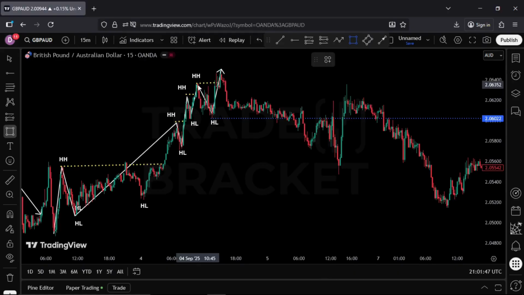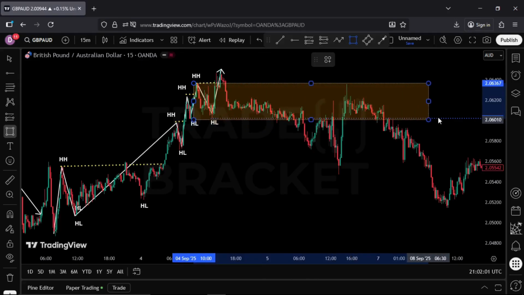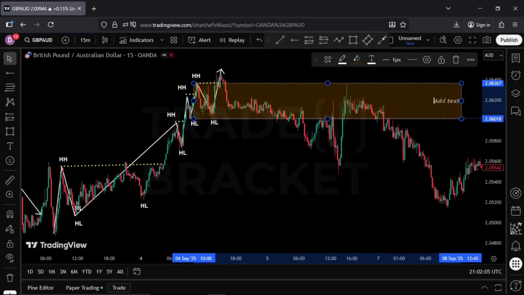What I want to draw, remember, our trade bracket gives us two things. It gives us our entry and it also gives us our stop loss. There are two ways you could draw the trade bracket, and I explained everything in those two videos. Let me first draw it and then talk about it. So this right here is our trade bracket.